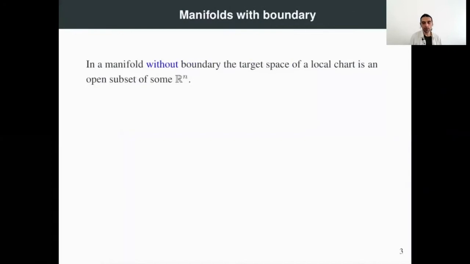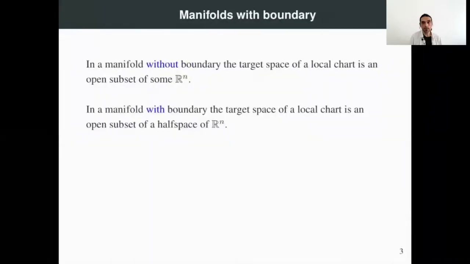What do we need to consider when we work with manifolds with boundary? In a manifold without boundary, the target space of a local chart is an open subset of some Euclidean space Rn. It's just that simple. When we consider a manifold with boundary, the target space of a local chart is an open subset, but now of a half space of Rn. Okay, we are allowing not just open subsets of Rn, but also open subsets of half spaces.